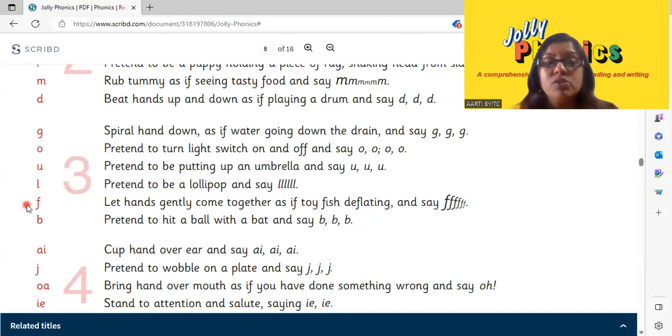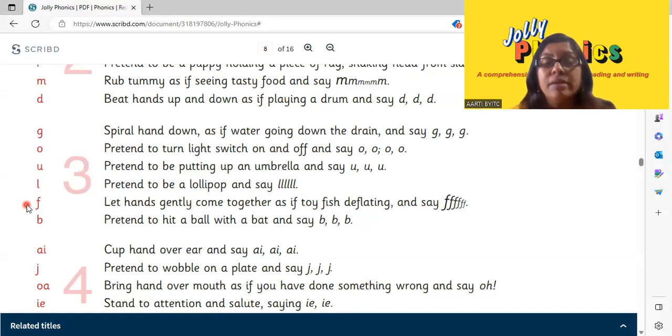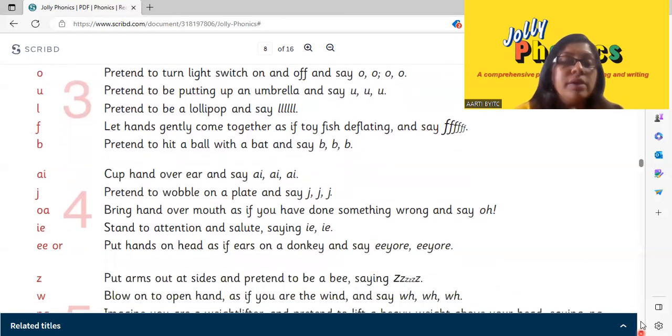Letter B, pretend to hit a ball. You are hitting a ball with a bat, and what do you say? Ba, ba, ba. Your lips are closed and then you are opening them. Ba, ba, ba. Very simple. So this is all about group 3. It is very easy to go till here.